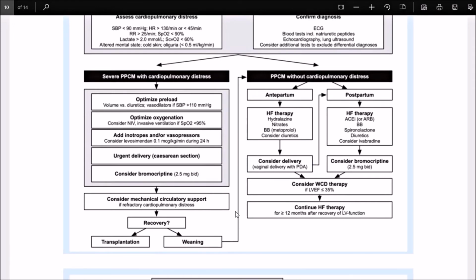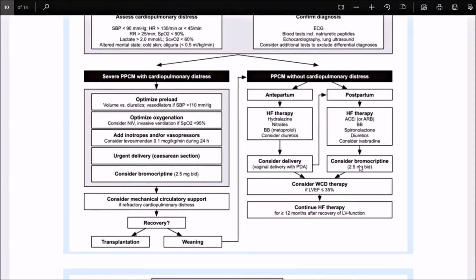Weaning means the patient is stable, without cardiac distress. If the patient is antepartum, meaning before delivery, heart failure therapy can be given as standard therapy, but ACE inhibitors should be avoided; use hydralazine nitrate instead of ACE inhibitors, and beta blockers, and also consider diuretics. In contrast, postpartum, yes, we can use ACE inhibitors, ARBs, and also spironolactone, and also beta blockers and diuretics, and consider ivabradine as well.